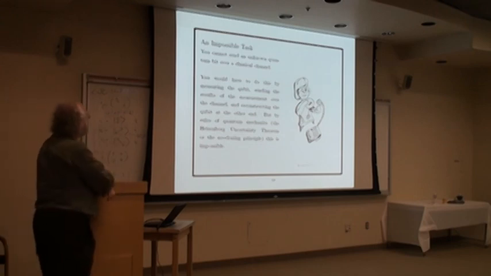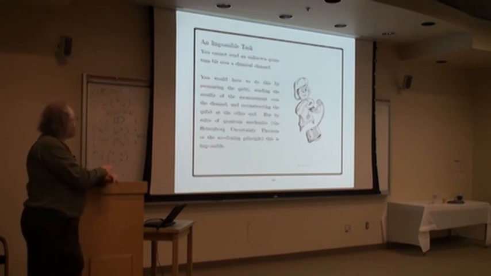Now I'm going to briefly make a little excursion into some properties of quantum systems. You cannot send an unknown quantum bit over a classical channel. So how would you do this? Well, you have to measure the unknown quantum bit, send the results of the measurement over the channel, and reconstruct the quantum bit on the other end.